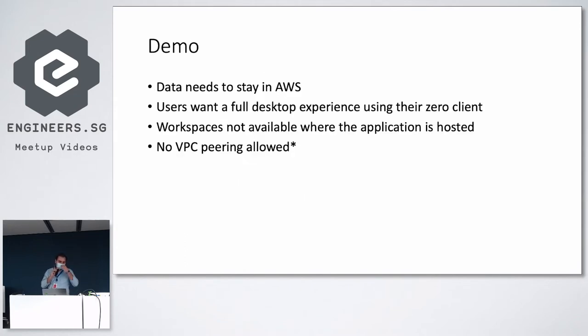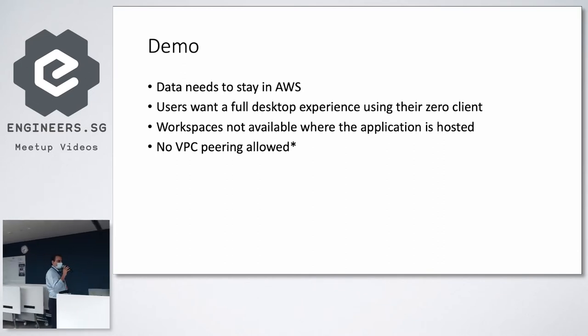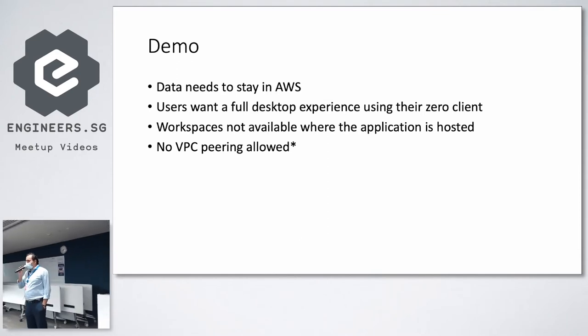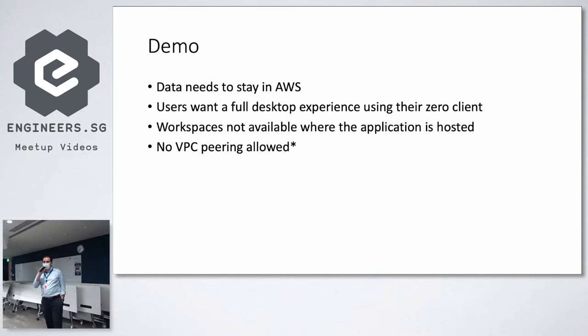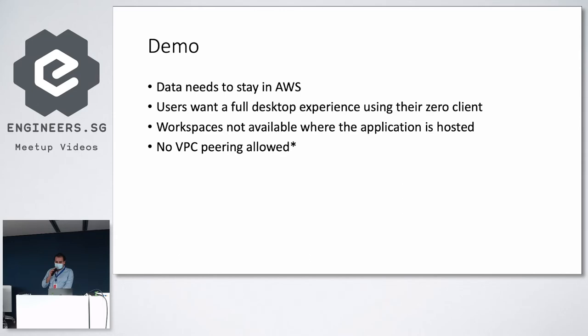So I'm coming to the demo part now. I have prepared a demo around this scenario: the data needs to remain in AWS, the application is already hosted, and in my scenario, the landing zone is already established. But while analyzing this requirement, we need to spin up WorkSpaces that are not available in that region. So now we need to think about what we can do. And VPC peering is not allowed. That is, let's say, our security policy, because VPC peering is an easy method, but it has its own limitations. And as I mentioned, if the landing zone is already there, there is involvement of a transit gateway and all those things. So we need to make sure that VPC peering is not part of the story.